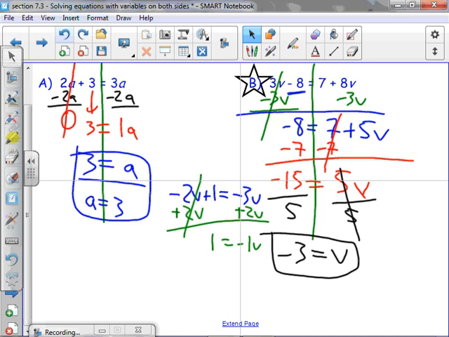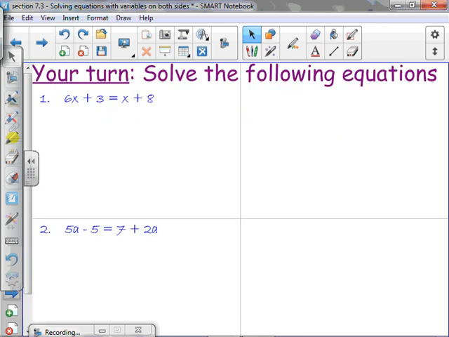Okay? So here are some that you can try on your own. 6x plus 3 equals x plus 8. You will have to get rid of a variable from one side. On number 1, same thing on number 2. I need you to try those on your own.